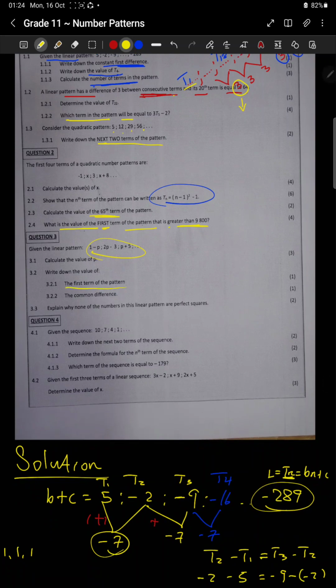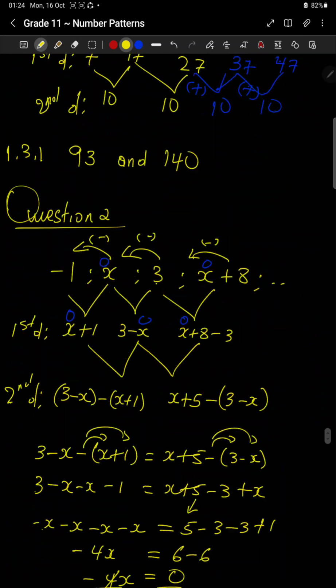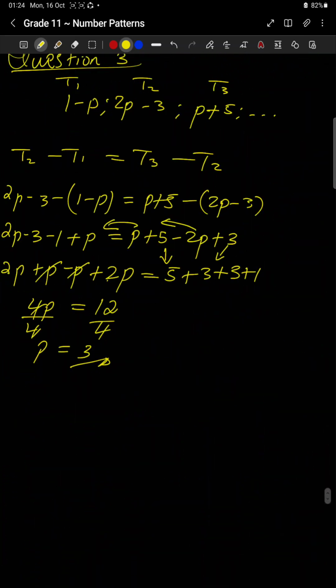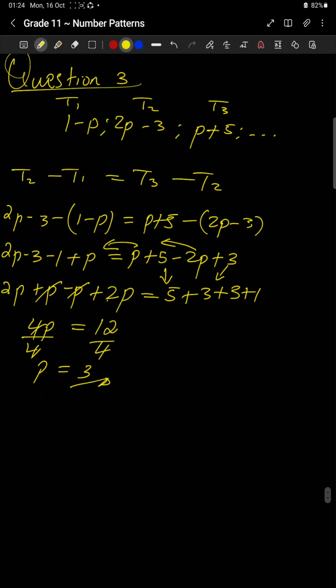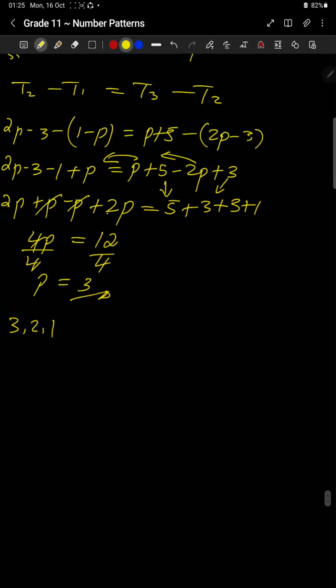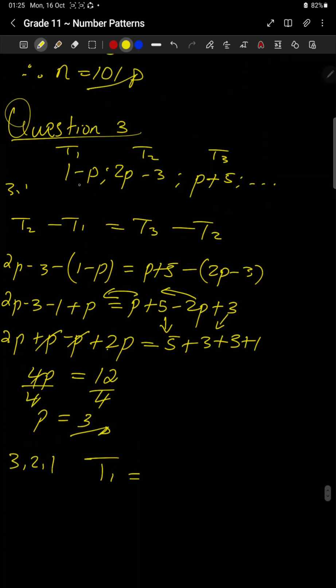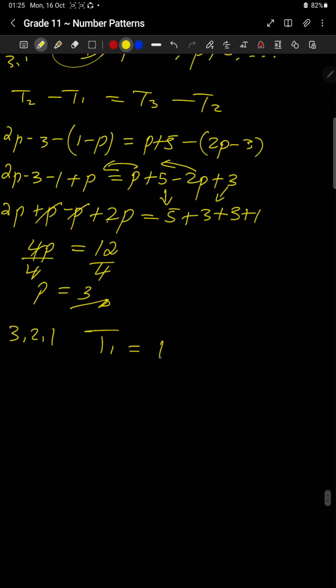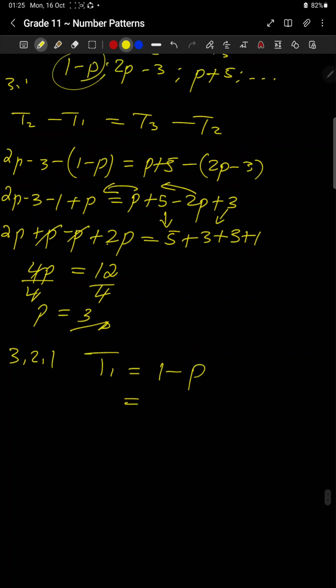The first term of the pattern, that means t1, okay, first term, and the other must be the common difference. So the first term, it's easy. Now that we do have the value of p, which was 3, in 3.1 and 3.2.1, the first term is going to be t1 is equal to the first term over here, it's 1 minus p. Now we've got the value of p here, so it's going to be 1 minus 3, which is negative 2. Simple as that.